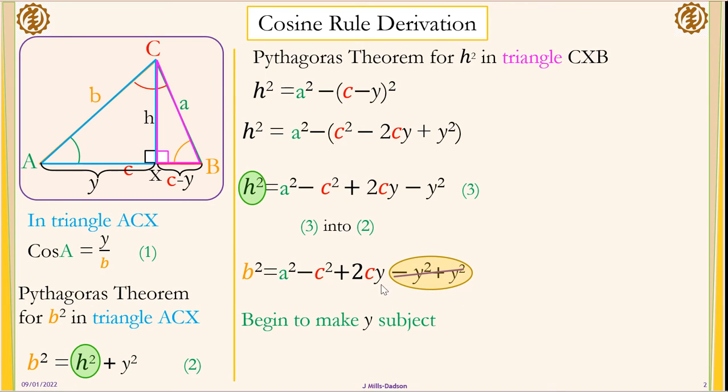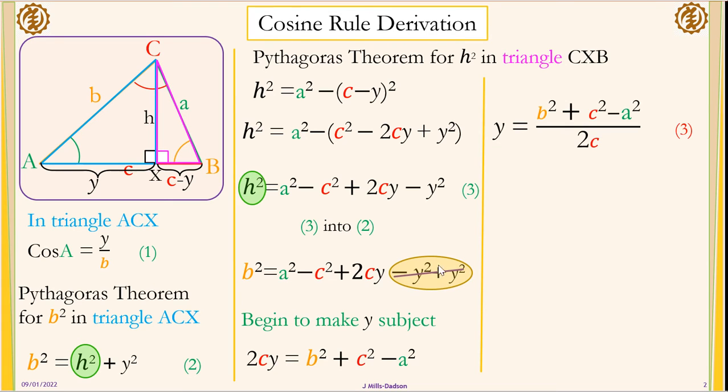Now, I can make Y the subject. If you make Y the subject, I'm going to push A to this side and it becomes minus A. Minus C on this side becomes plus C, as you can see here, all equals 2CY. So to make Y the subject, you divide through by 2C. This is what you have. So let's call this equation 4.